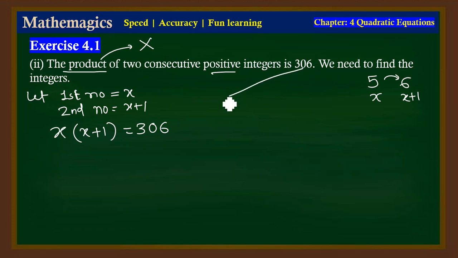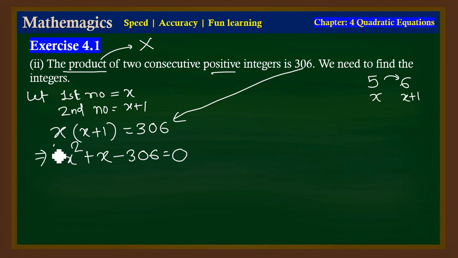According to the question, we have got it. Now we are just going to simplify this one. x into x becomes x square, plus x into 1 becomes x. This number we are going to take to the LHS, that is minus 306. And on the right hand side, nothing is there, that's why it is 0. The question was asking regarding the quadratic equation formation and we got the answer. So now we are moving forward to the third one also.